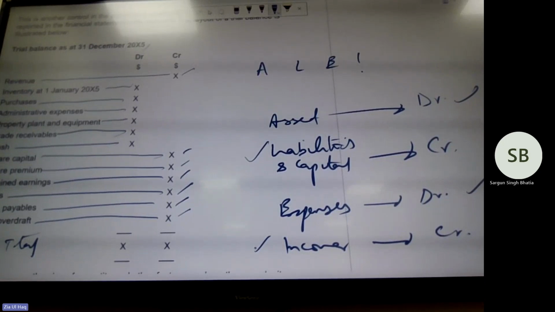Can you understand this concept, how the trial balance is prepared? Yes, sir.